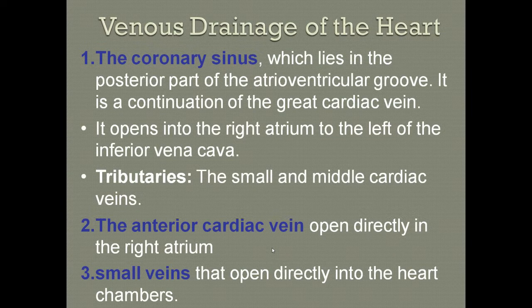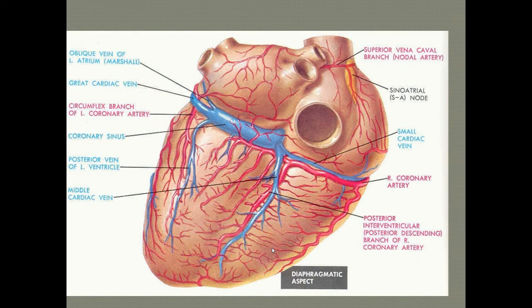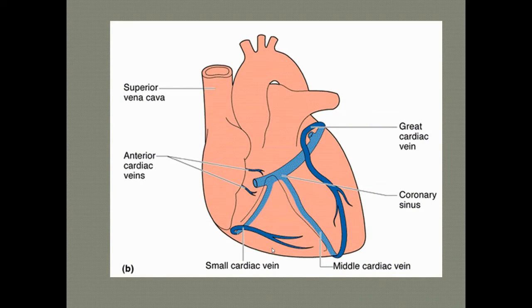Venous drainage of the heart. The coronary sinus, which lies in the posterior part of the atrioventricular groove, is a continuation of the great cardiac vein and it opens into the right atrium to the left of the inferior vena cava. And there are tributaries, that is small and middle cardiac veins, and the anterior cardiac veins open directly into the right atrium, and the small veins open directly into the heart chambers. So you can see the picture, the venous drainage.